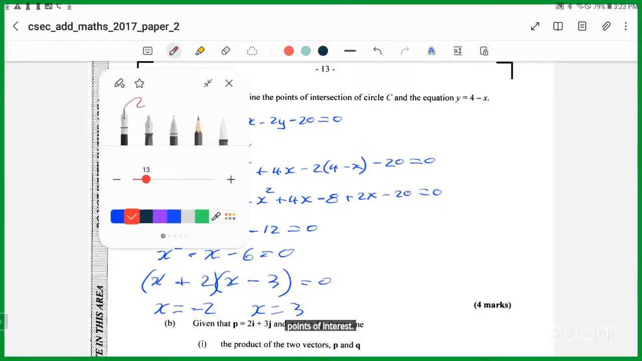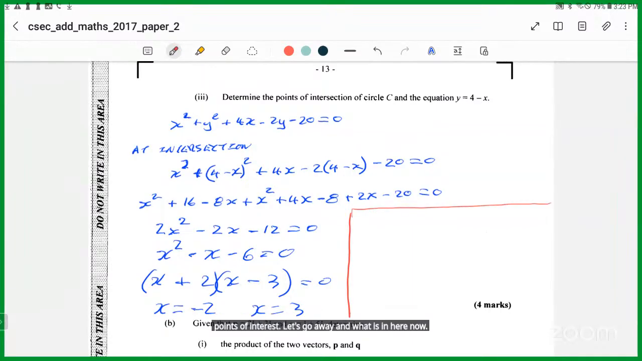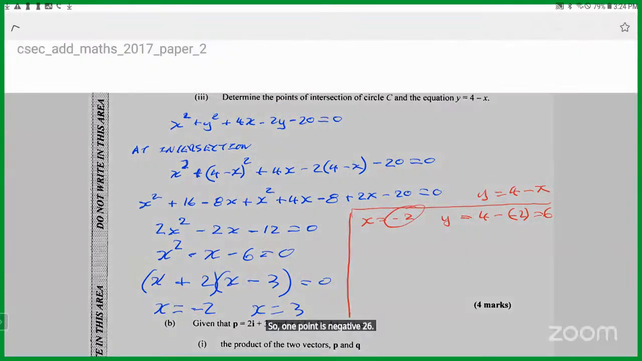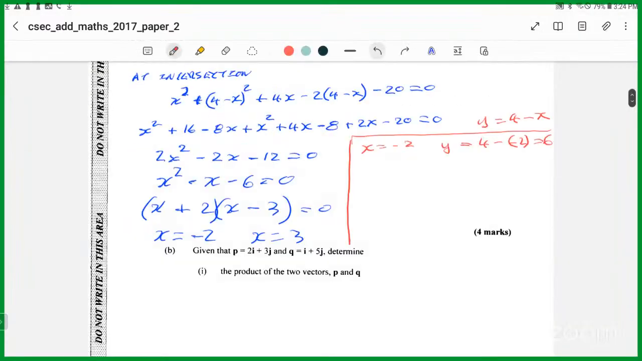Let's put the y values in here now using this equation. Y equals 4 minus x. So at x equal minus 2, y equals 4 minus a negative 2, which is 6. So one point is negative 2, 6. And at x equals 3 right here, y equals 4 minus 3, which is 1.